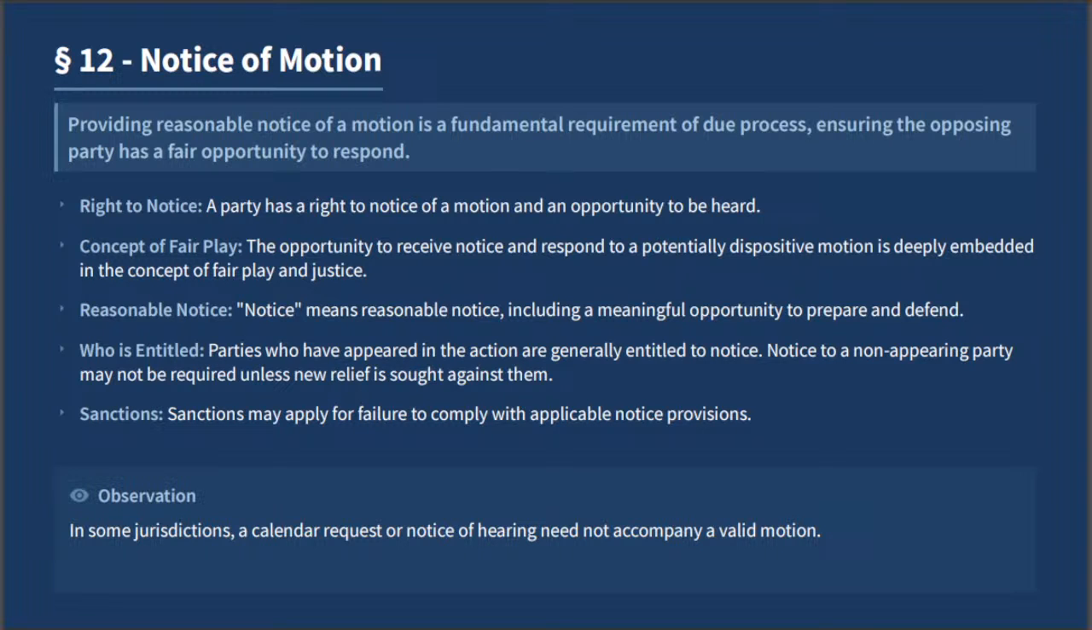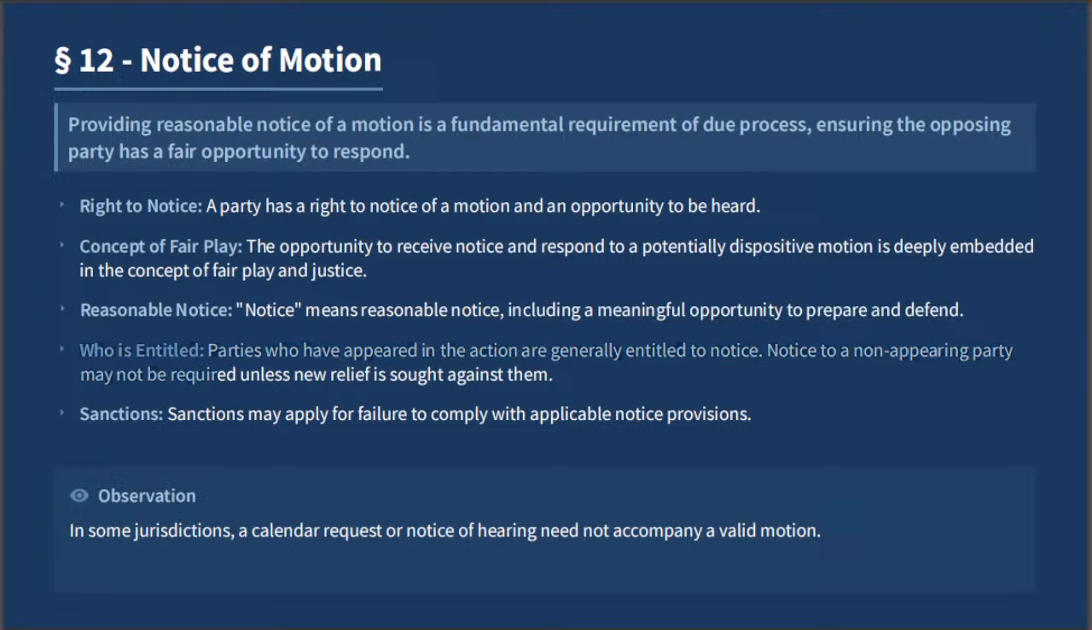And we're on to the notice of motion. Providing reasonable notice of a motion is a fundamental requirement of due process, ensuring the opposing party has a fair opportunity to respond. Right to notice. A party has a right to notice of a motion and an opportunity to be heard. There's the concept of fair play. The opportunity to receive notice and respond to a potentially dispositive motion is deeply embedded in the concept of fair play and justice. And then there's reasonable notice. Notice means reasonable notice, including a meaningful opportunity to prepare and defend.